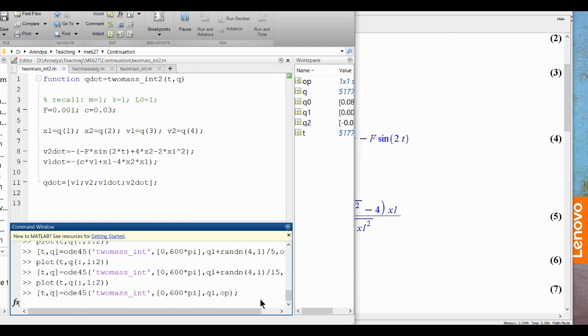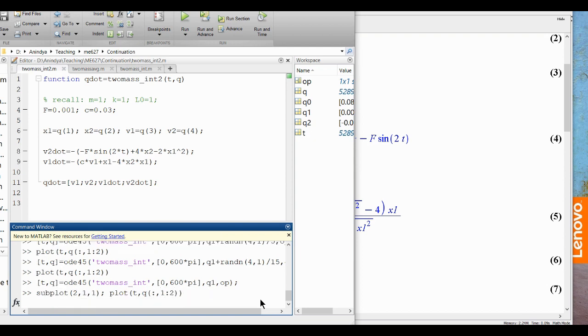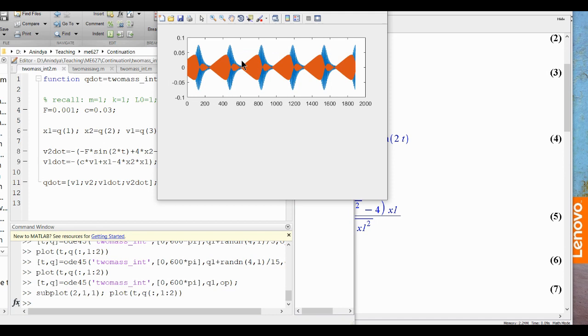Well, maybe I didn't need to do that, but it's okay. Here we go. What I will do is put subplot 2 1 1 and say plot TQ 1 to 2. Okay, so there is my solution. This is for the full equations.